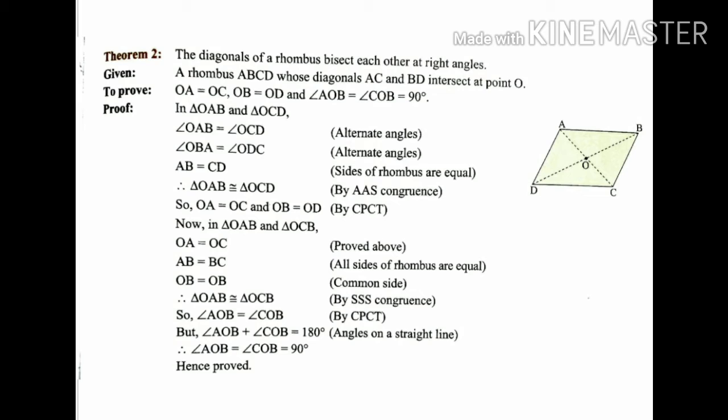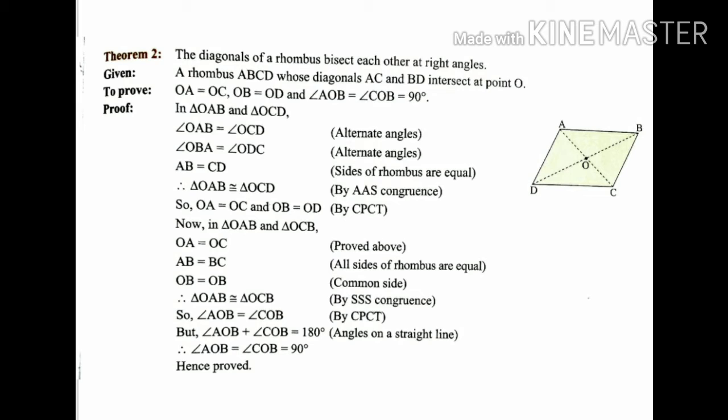So same thing, you have to first prove the congruency of the triangles related with these sides or angles. So first we consider the triangles OAB and OCD. Here angle OAB is equal to OCD, that are alternate angles. Angle OBA and ODC are also alternate angles. AB is equal to CD because measurements of sides of a rhombus are equal. So we can say that by AAS congruency, these two triangles are congruent. If these two triangles are congruent, we can say that OA is equal to OC and OB is equal to OD.